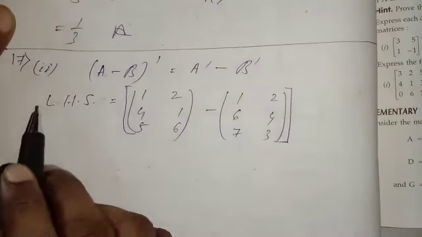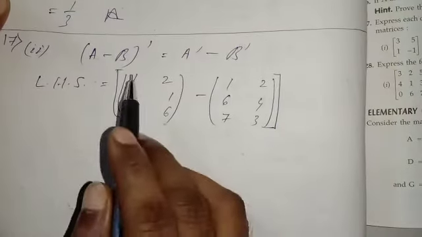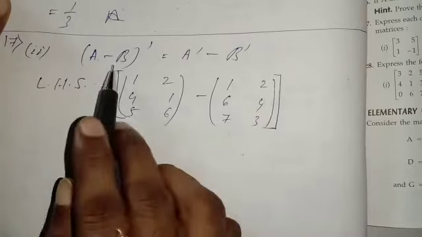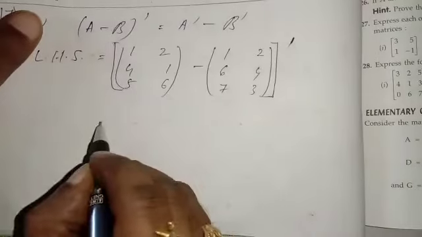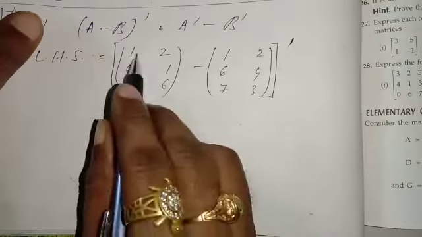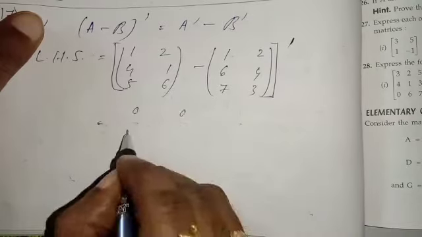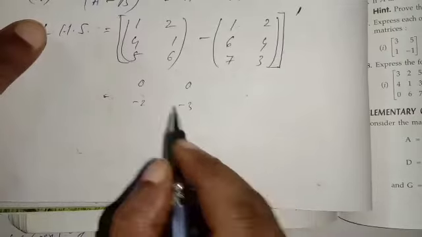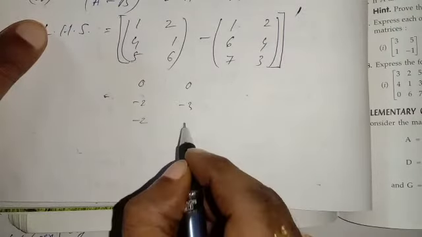See, 17 number second part question, you have to prove A minus B whole transpose is equal to A transpose minus B transpose. Left hand side, you have to copy the question, A minus B transpose. First of all, A minus B. I have written here A values and B values. 1 minus 1, 0. 2 minus 2, 0. 4 minus 6, that is minus 2. 1 minus 4, minus 3. 5 minus 7, that is minus 2. 6 minus 3, that is 3.